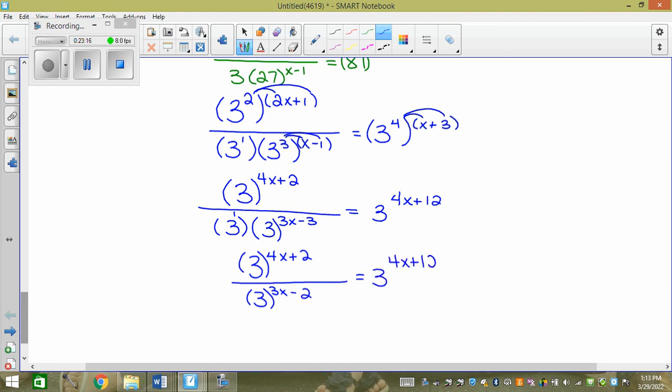Do you want to know where the common error happens? Right here. It sometimes happens above because no one has a clue what they're doing. But when they actually know what they're doing, this is the common error. Everyone drops off the 3's and goes 4x plus 2 divided by 3x minus 2 equals. And they will have that answer there and it will be wrong.